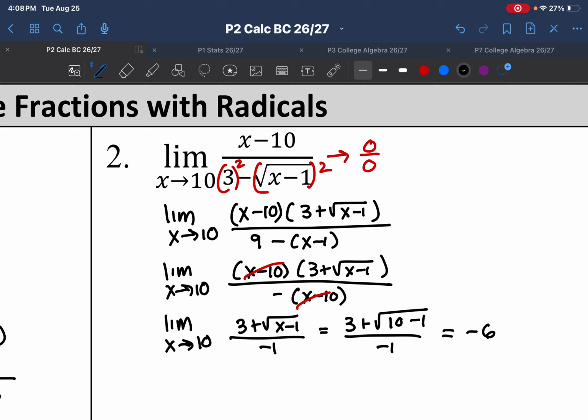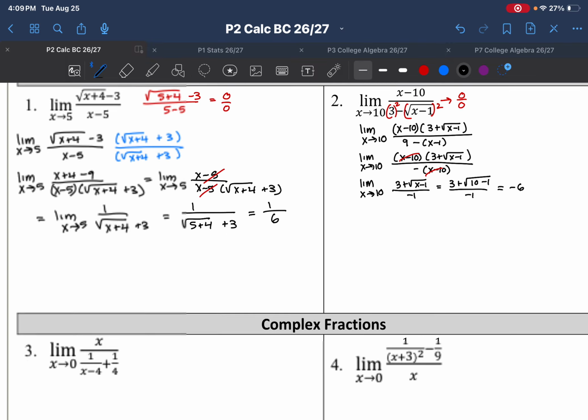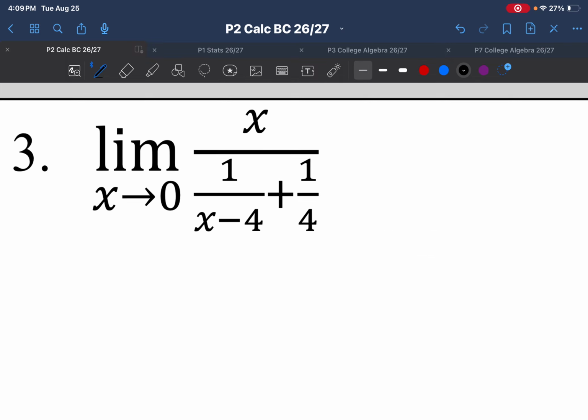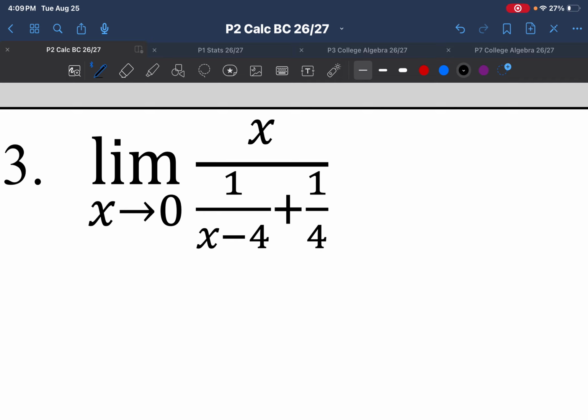Okay, so that's rationalizing the fraction by multiplying by the conjugate. Now we are going to manipulate the problem using complex fractions. So first we always plug it in and we double check that this is 0 over 0. Okay, since it is 0 over 0, I need to look where my complex fraction is, and that's right here.